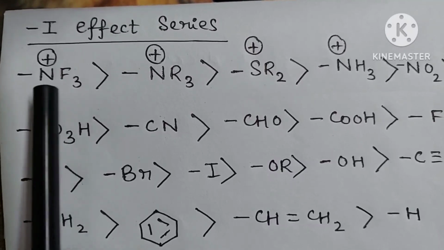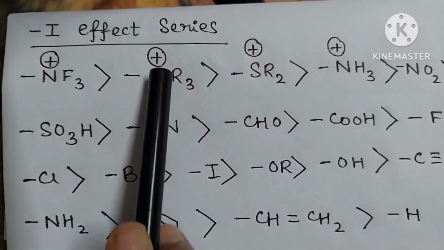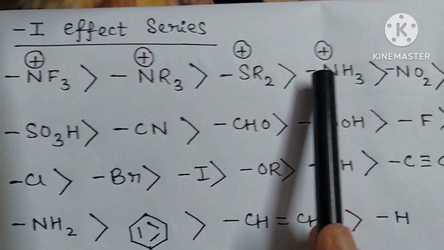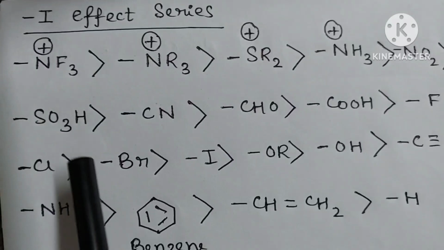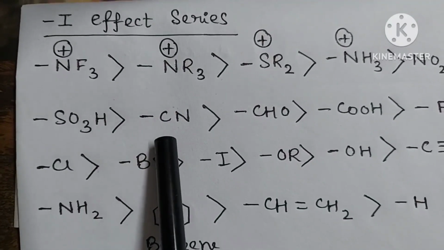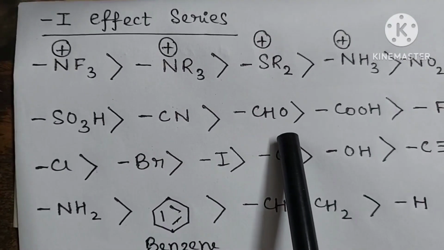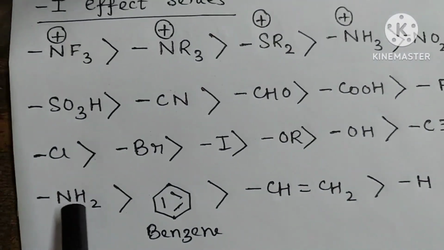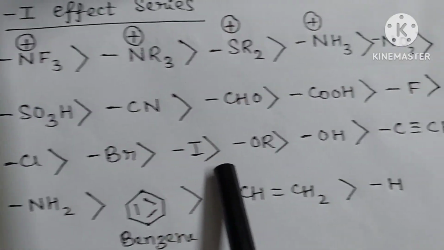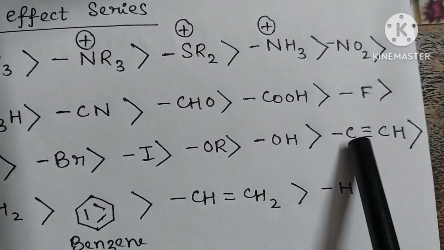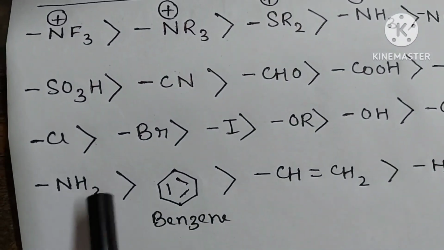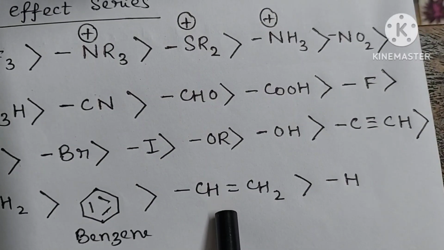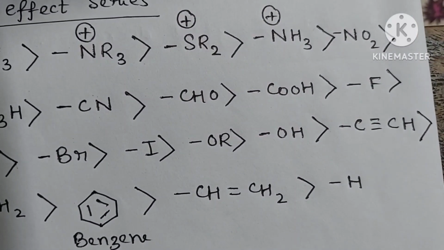First comes NF3 plus, second NR3 plus, SR2 plus, then NH3 plus, then NO2, then SO3H, then CN, then CHO, then COOH, then F, then Cl, Br, I, OR, OH, C triple bond CH, NH2, benzene, and this is double bond, and then at last hydrogen, okay.